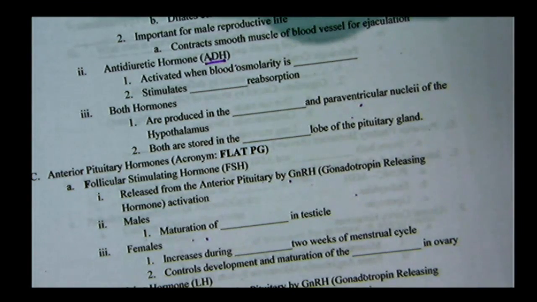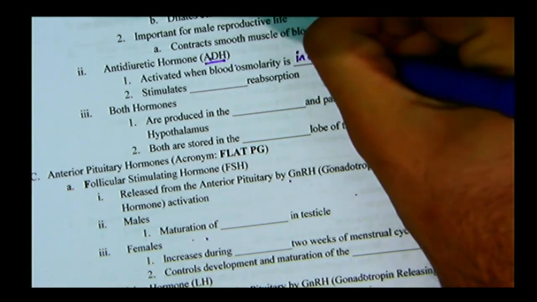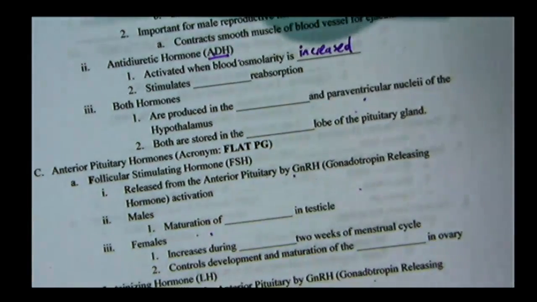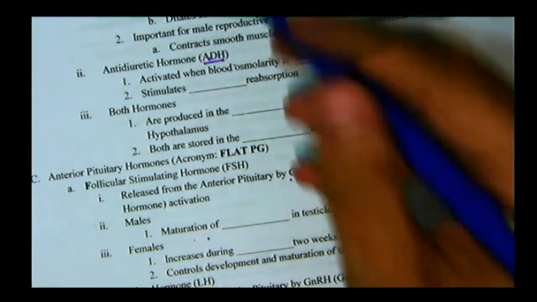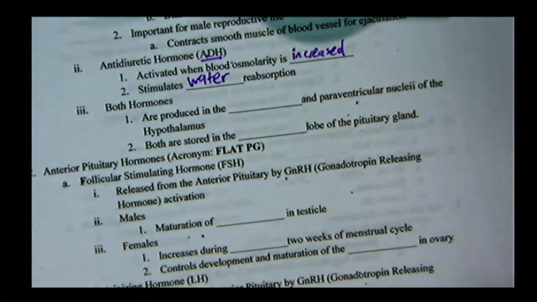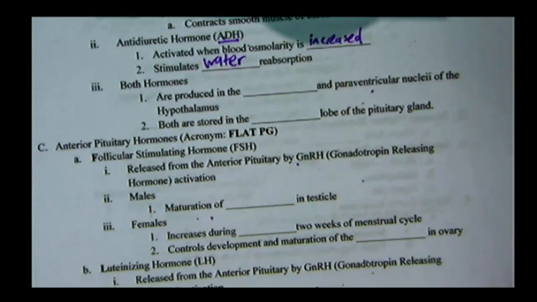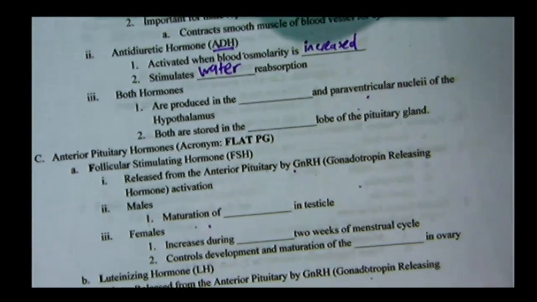Okay, so both hormones are produced in which nuclei? Supraoptic and paraventricular nuclei of the hypothalamus. And both are stored in which lobe of the pituitary gland? Posterior. Awesome. So that was all the hypothalamus.